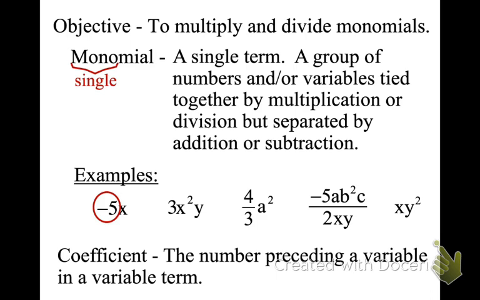The next one, Grace. 3. Positive 3, good. Next one. The next one, let's go, Ashley. 4 over 3. The next one. Let's go, David. Negative 5 over 2. Look at how we find the coefficient there. And then the last term, Carter. 1. It's not there, but it's there. 1 is the coefficient. Okay.